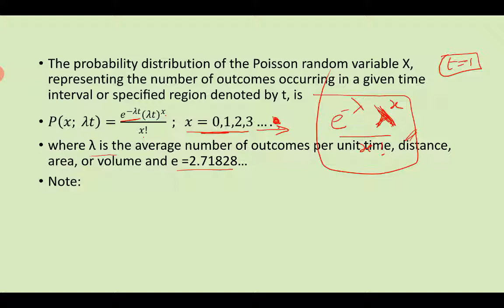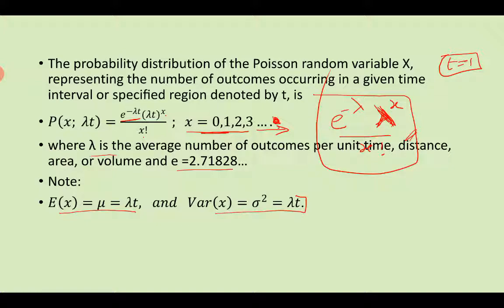The average number of outcomes per unit time is lambda. It could be time, distance, area, whatever it is. Another piece of information here: mean and variance both are lambda times t. When it is unit time, it will be just lambda.